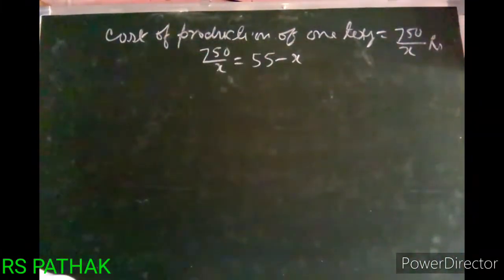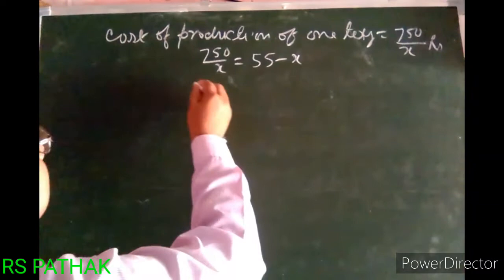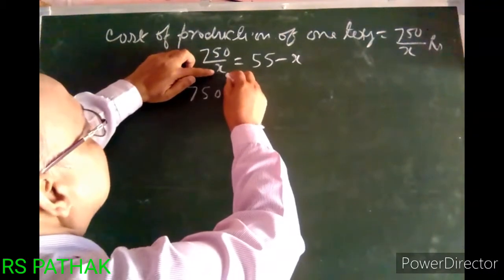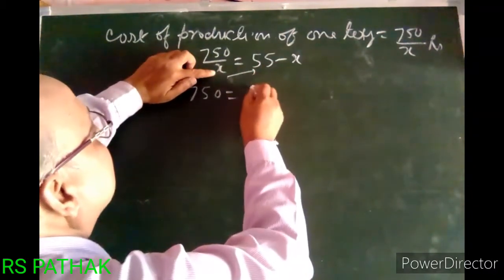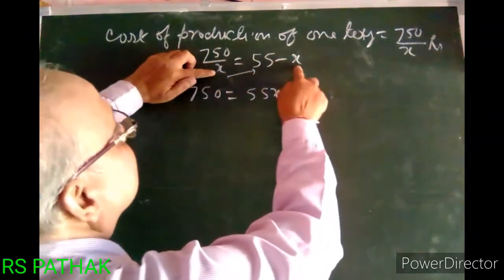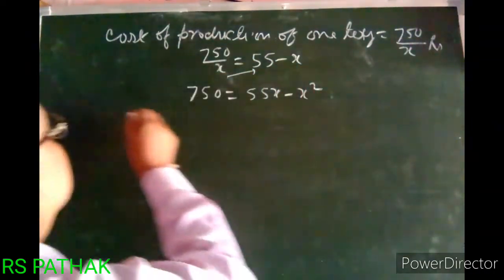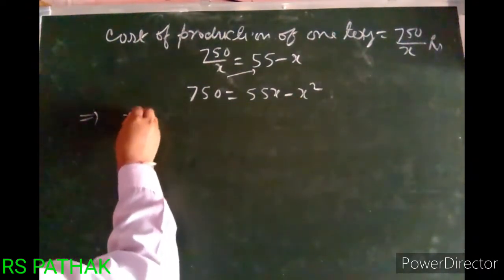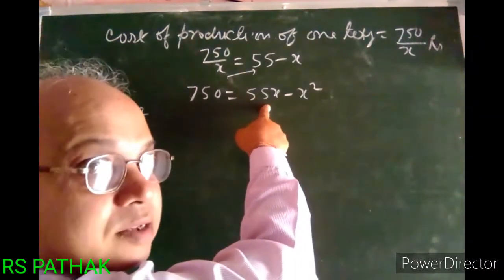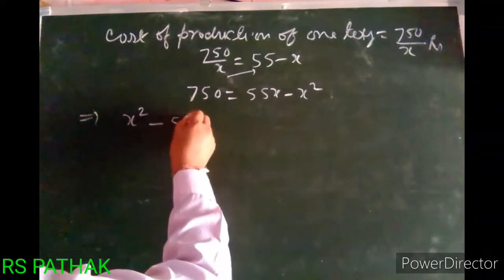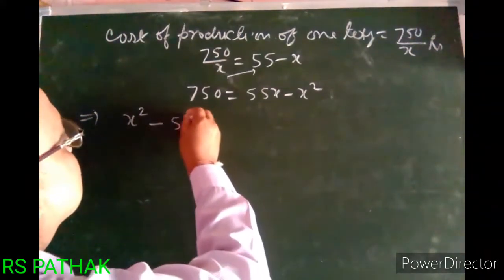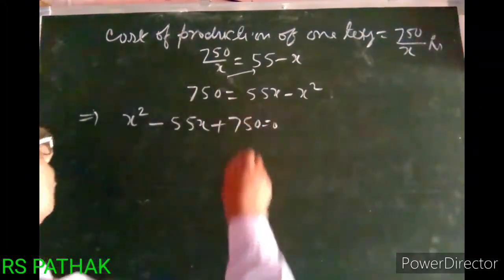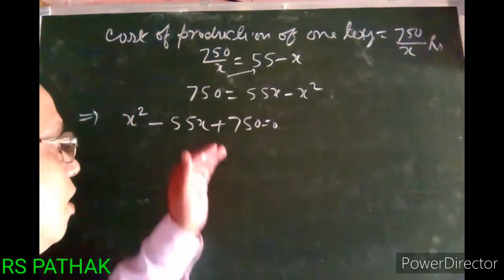First of all, you should simplify it. 750, x will be multiplied cross on this side, 55x. x will be multiplied to minus x square. Transfer this minus x square to this side, it will become plus x square. Plus 55x will come to this side, it will become minus 55x, and this is plus 750 equals 0. Now we have to solve this equation.